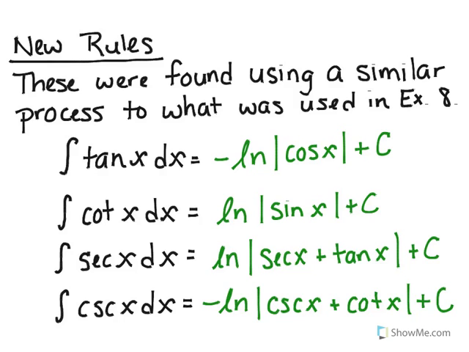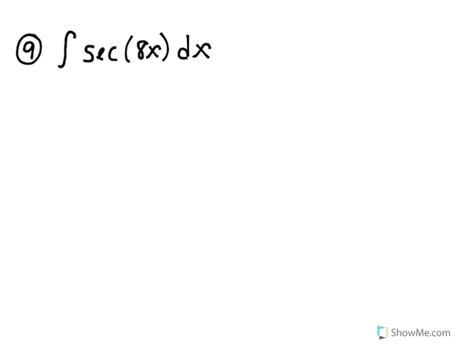All right. So we're going to take a look at two final examples on how to use these rules when it's not just a secant x or a cotangent x. Maybe there's a function on the inside. How do we deal with that? All right. So problem number 9 is to find the antiderivative of secant of 8x dx. The easiest way to go about doing this is to, again, use u substitution. We're going to use u is the 8x because that's what's inside of the trig function.